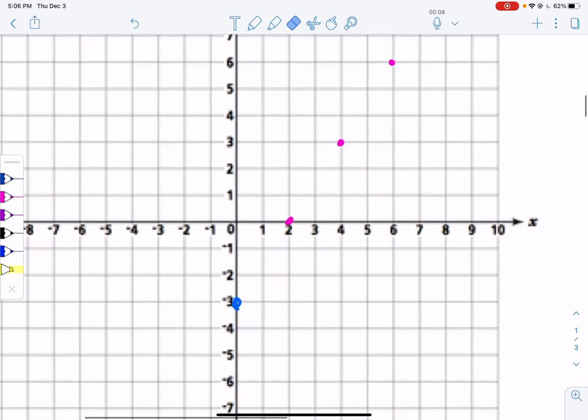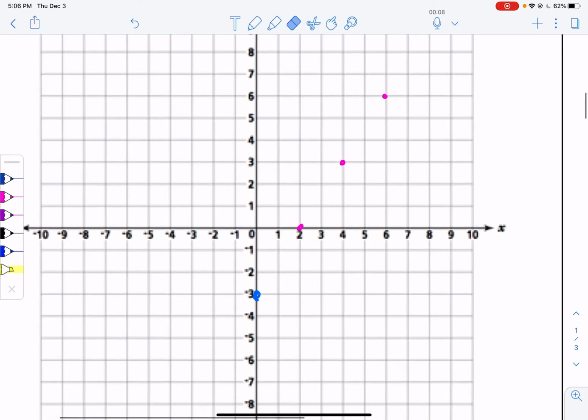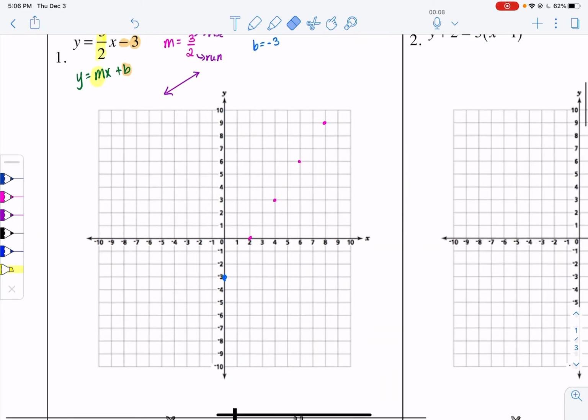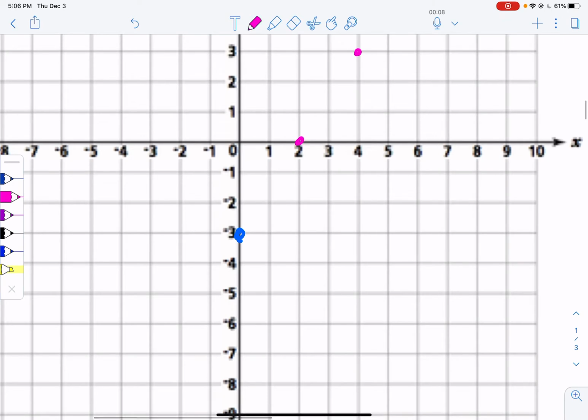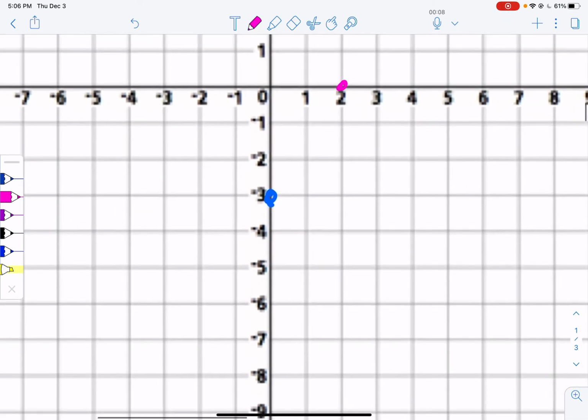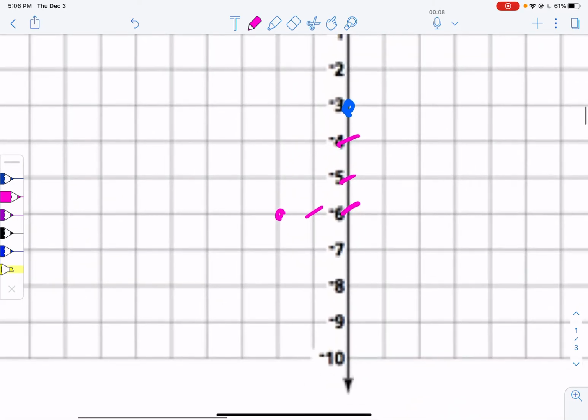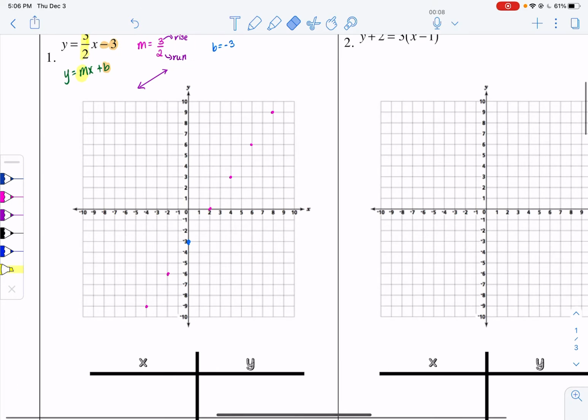So I can draw my line right now, but I want my line to be pretty nice. So now, instead of going up 3, I'm going to go down 3. And I do this in regards to my y-intercept. So I'm going to go down 3 and to the left 2. 1, 2, 3, 1, 2. I'm going to get rid of those dashes. And look, I can now connect those points with a straight line.